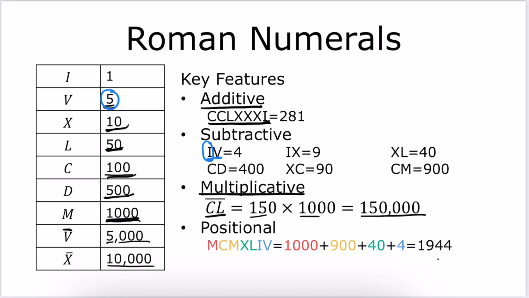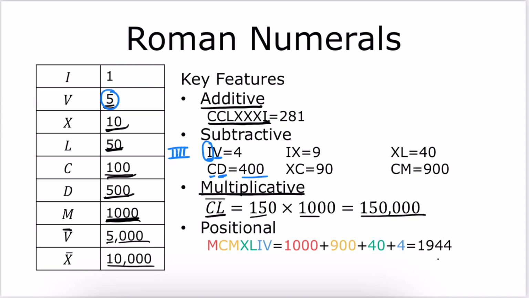So IV is 5 minus 1. CD is going to be 500 minus 100, and that would equal 400. And basically this just makes it shorter, because rather than having to draw out 4 I's, you can write just 2 symbols to represent the number 4.